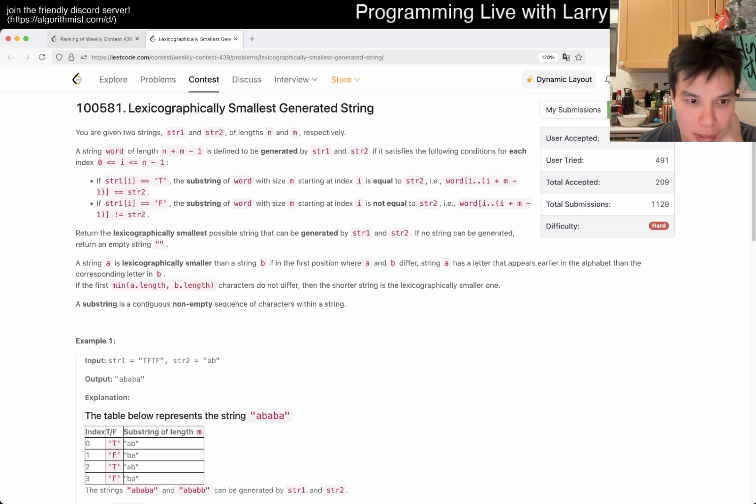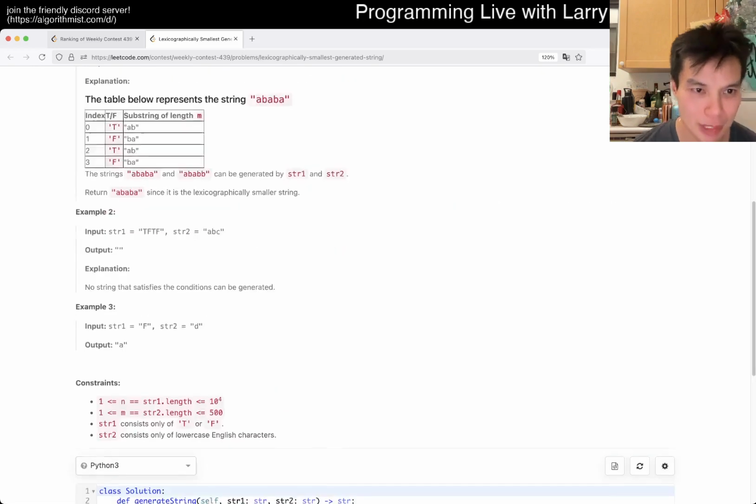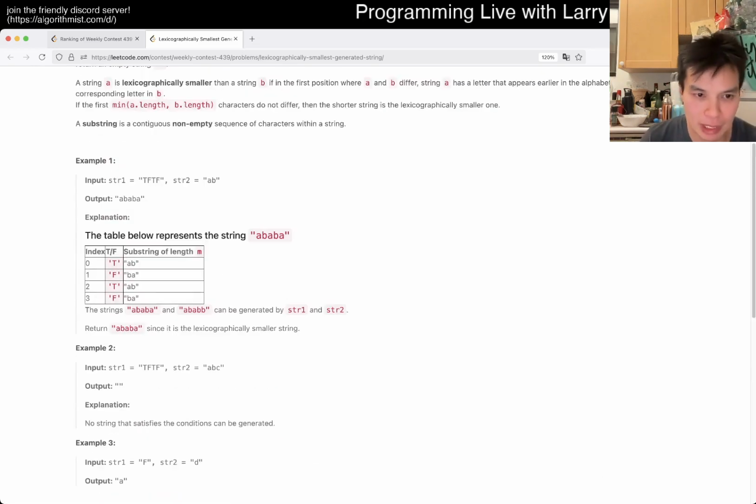Oh, M, what is M? Oh, 2. So that means, okay, so we have AB, then this is AB, F is false, so that's not equal to, so it cannot be AB. And then true means AB, and then false is just whatever, I suppose. Okay. I think I understand the problem. I don't really understand what it's asking for, but I understand it a little bit.